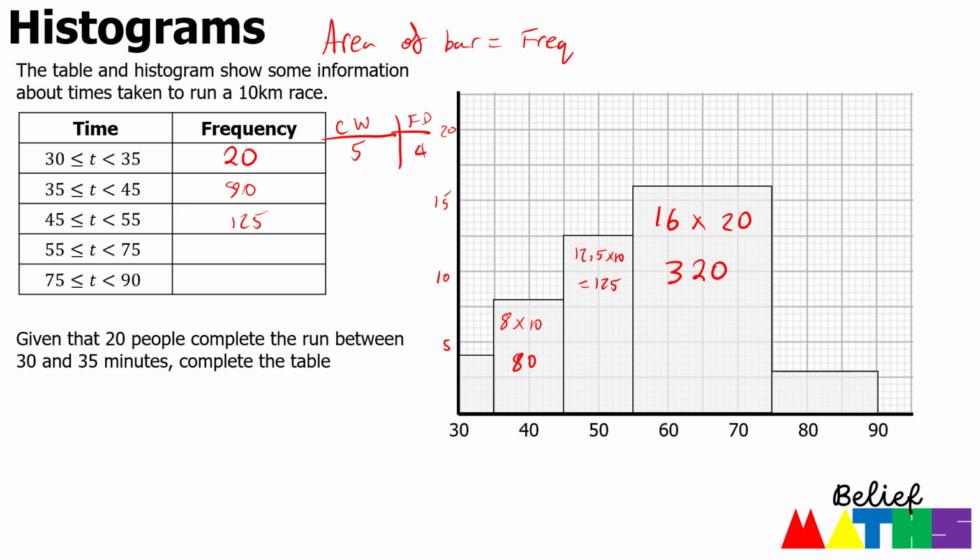And then the last box then goes up to 2, 4, 6 boxes. That's 3 times 15, which is 45. Okay, then when we add all those values, we can fill all those into our table. So 320 and 45, and that gives us our table complete.